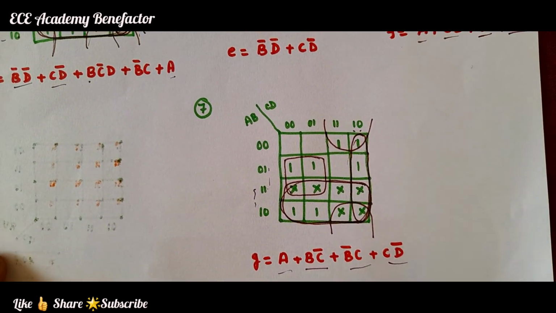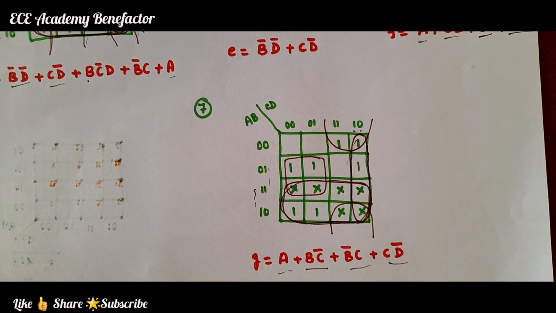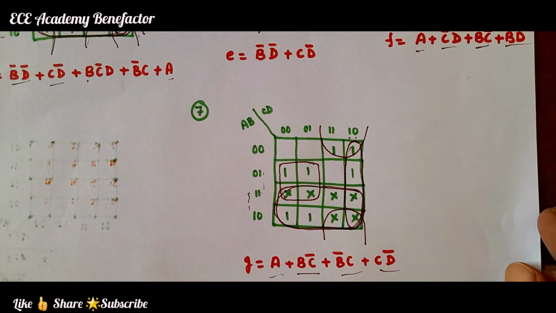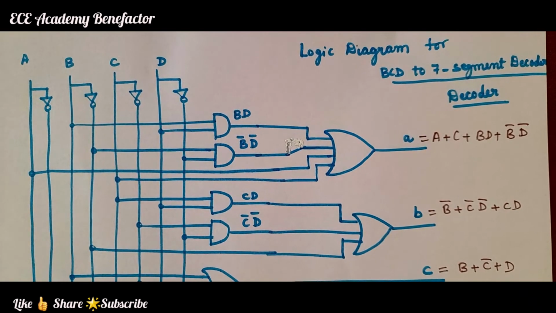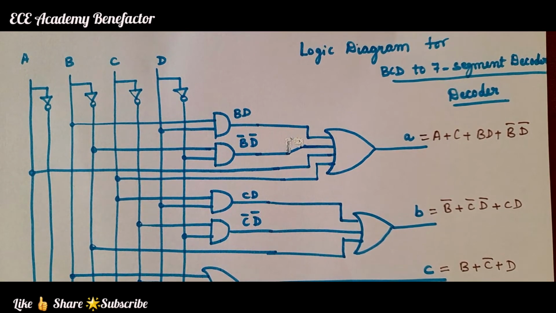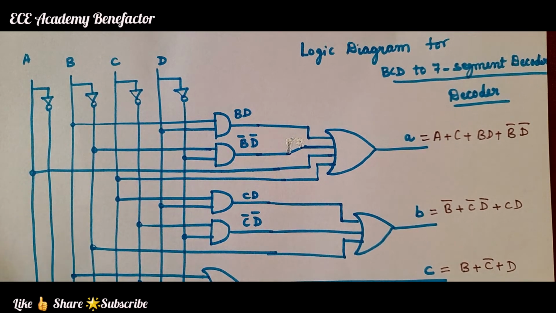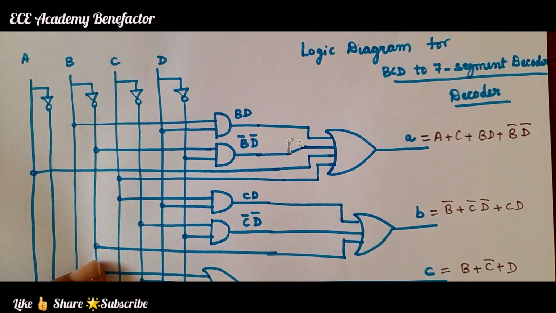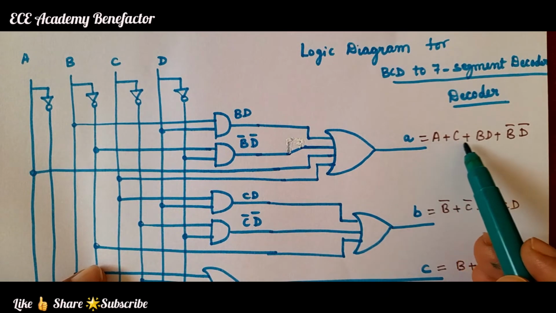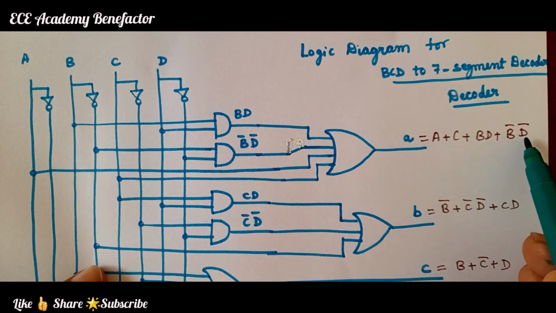Now based on the simplified expression we need to draw the logic diagram. Let us now see how to draw the logic diagram. Now we are going to draw the logic diagram of BCD to 7 segment decoder after getting the expression for each segment A, B, C, D, E, F and G after simplifying the K map. So let us now draw for segment A. For segment A the expression we got is A plus C plus B D plus B bar D bar.